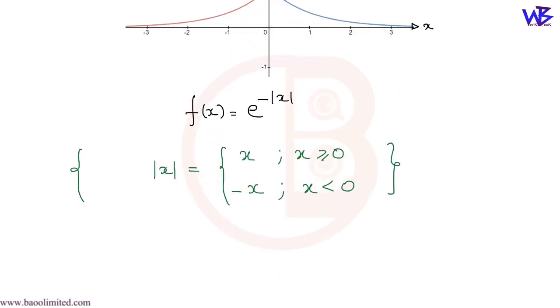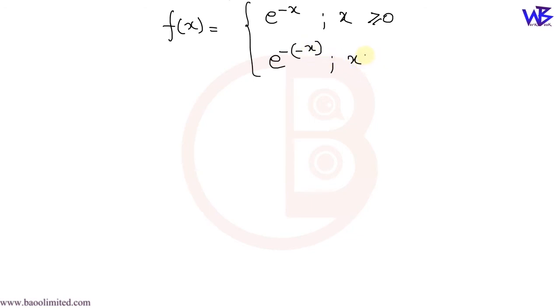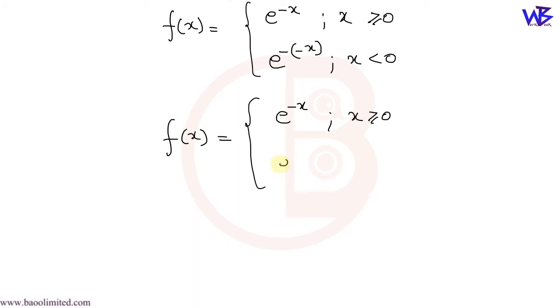Now f of x can also be written as f of x is equal to e to the power of negative x if x is greater than or equal to 0 and e to the power of negative of negative x if x is lesser than 0, right? Also, f of x should be equal to e to the power of minus x if x is greater than or equal to 0 and e to the power of x if x is lesser than 0. Now let's plot our given function, that is f of x.